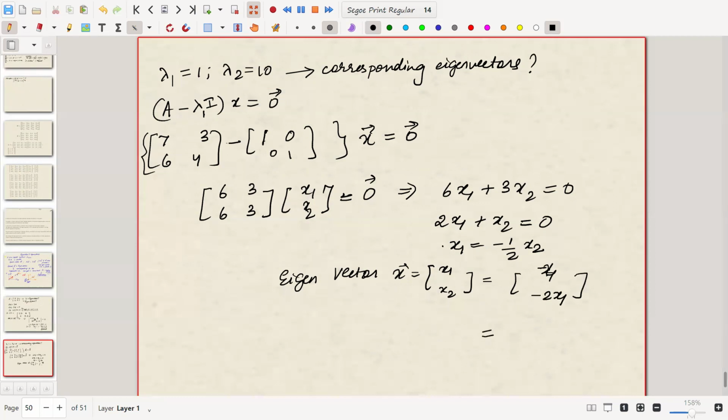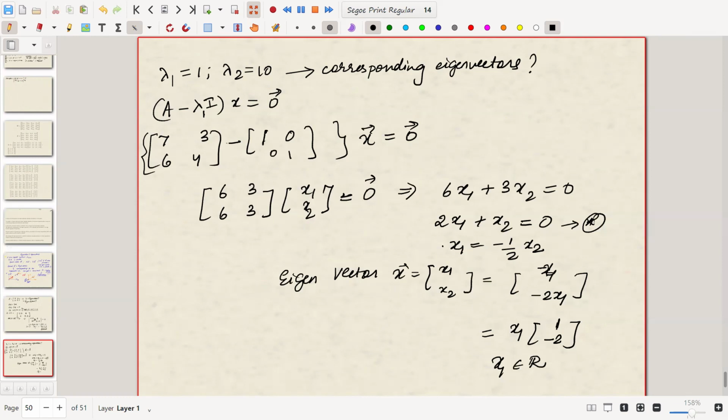From here we get x2 equals minus 2x1. So you can take x1 as common, and the vector is (1, minus 2). x1 can be any real number. x1 is the free variable now.